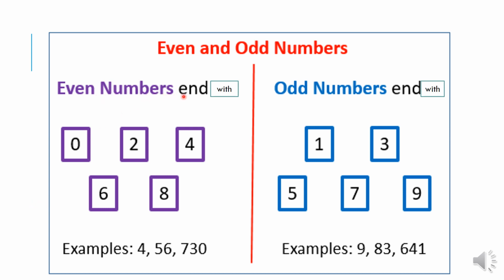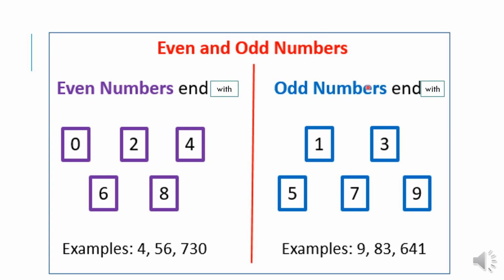Even numbers are numbers that end with 0, 2, 4, 6, or 8. So, any number that ends with 0, 2, 4, 6, or 8 is called an even number. For example, 4 is an even number. 56, it ends with 6, so it's an even number. 730, it ends with 0, so it's an even number.